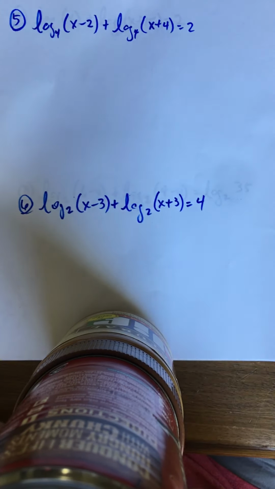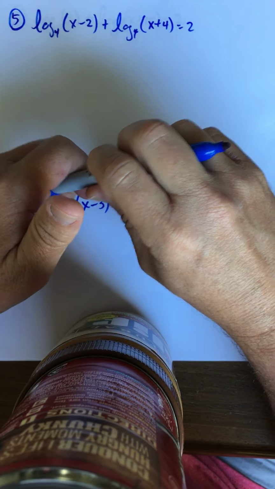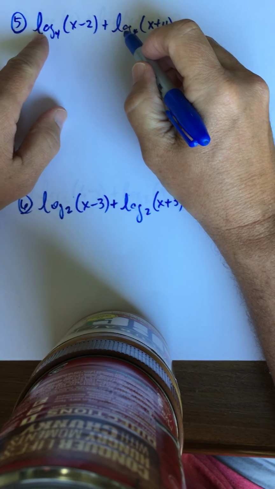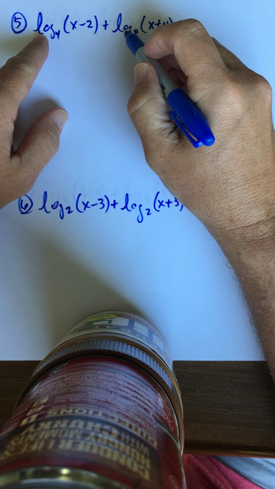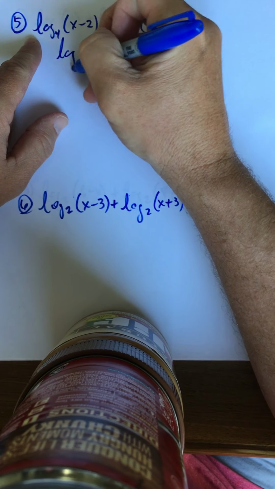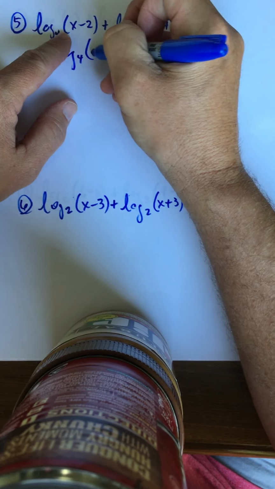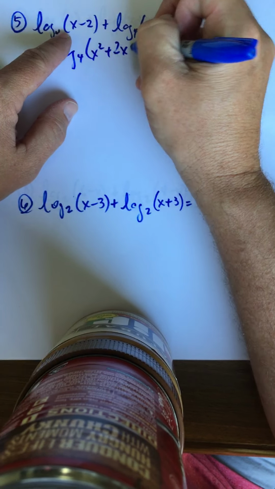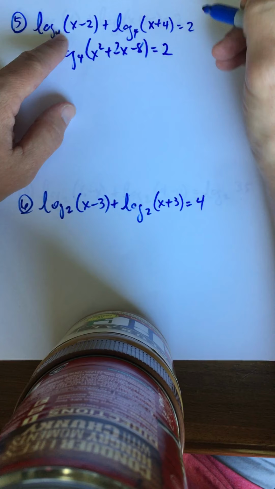All right, so example number 5 is a little bit different than example number 4, and you're fixing to see why. Now I can combine these logarithms like we do with the first property, where with the plus sign you go ahead and multiply those inside pieces. So it's log base 4 of x squared plus 2x minus 8 is equal to 2.